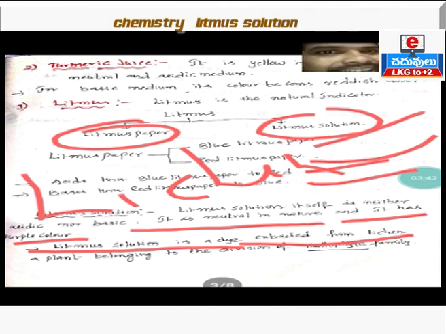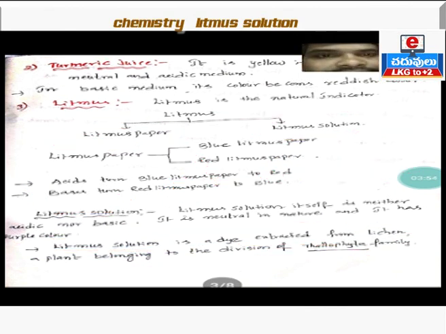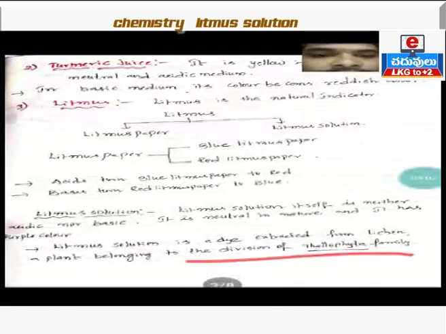Lichen is the plant. It is one of the plants belonging to the division of Thallophyta family. In biology, we will study Thallophyta family. Clear? So lichen is the plant belonging to the division of Thallophyta family. To the Thallophyta family, lichen plant belongs.